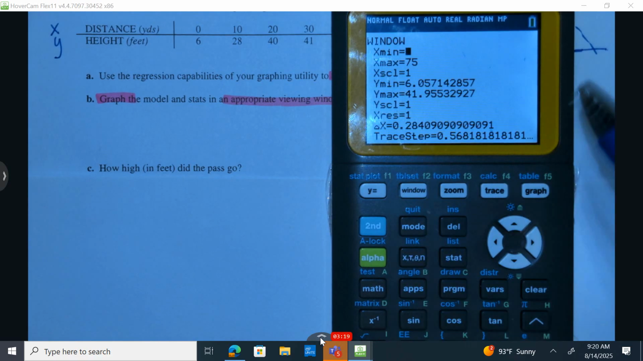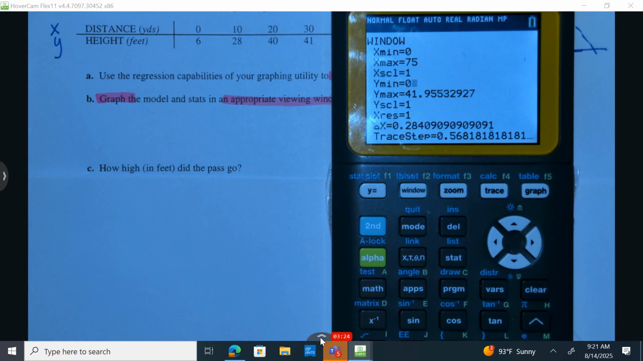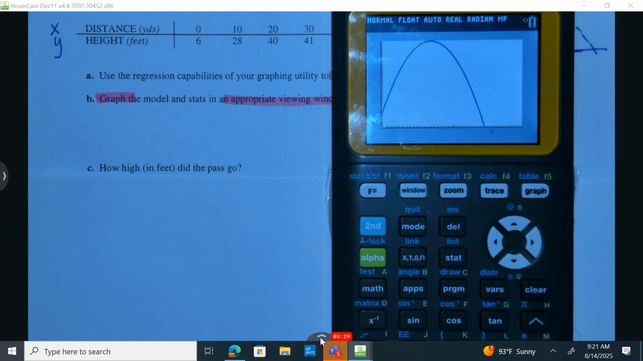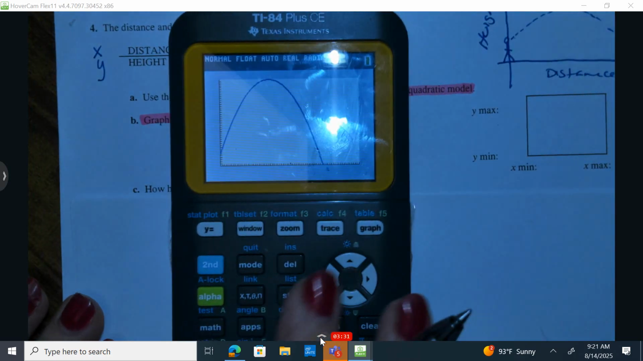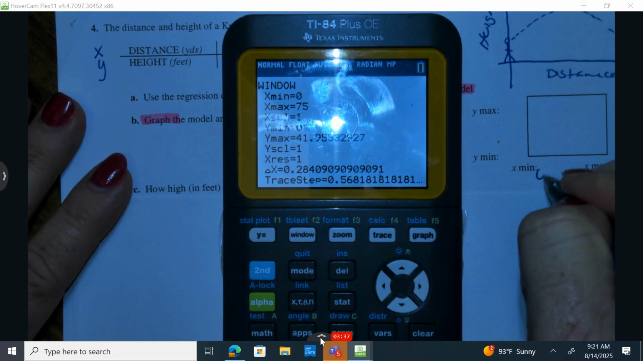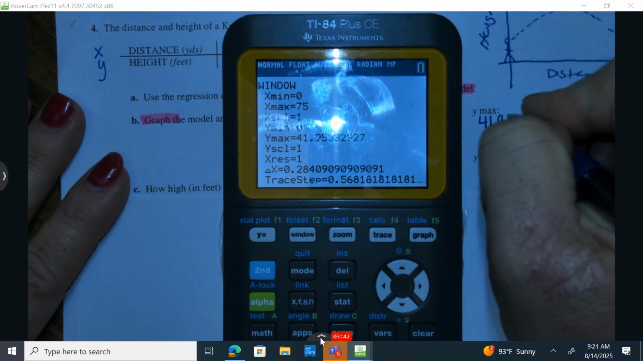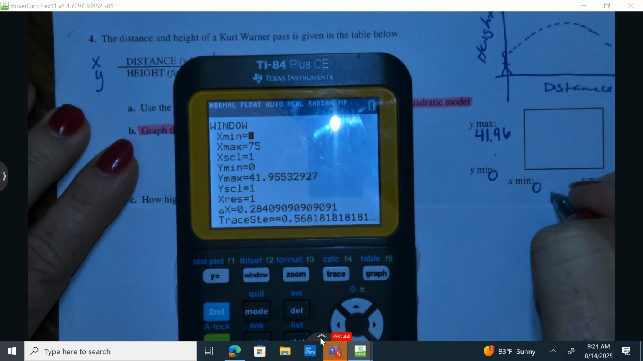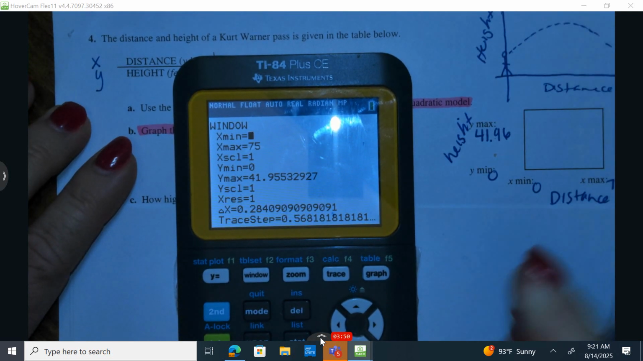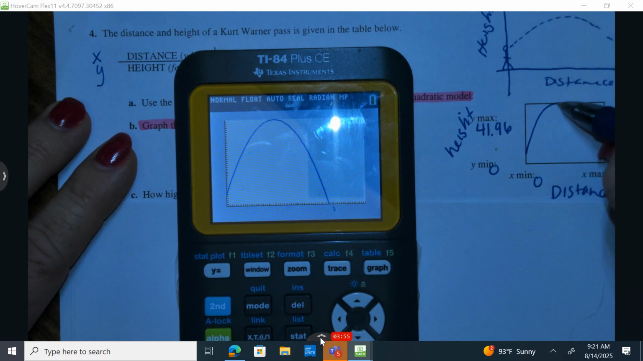Let's now go up to Window. Here's the deal. I want my Y minimum to be 0, because I want to show when it actually hits the ground. Yours may be slightly different, but now I'm going to take that. It shows that I understand the context of the problem, and I'm going to put these values in. So it goes from 0 to 75, and it goes from 0 to 41.96. I'm also going to write this is distance of the football, and this is the height of the football. And then I'll go up to graph, and I'm literally going to just do exactly what I see. Looks like that.